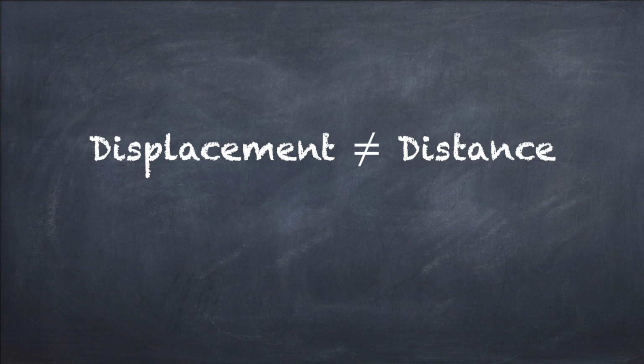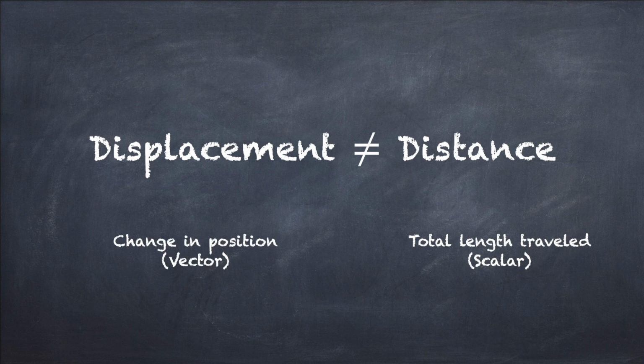Now here's a warning before we proceed. Displacement is not the same as distance. Distance is the total length traveled within some time. Displacement is the change in position. And recall that this is a vector quantity, so it tells us something about direction as well. Distance, on the other hand, is what we call a scalar quantity, meaning it contains no information about direction. The distinction is made more clear with an example.